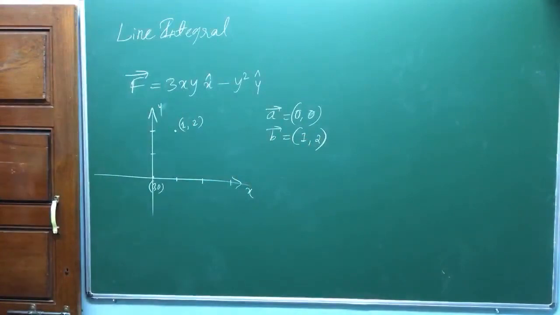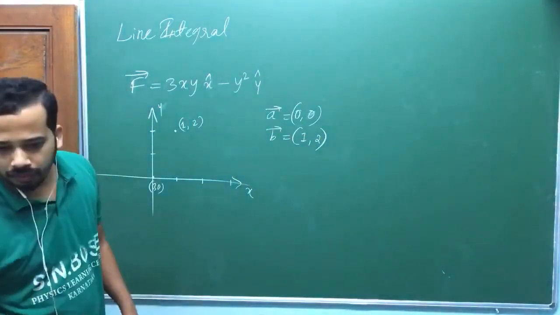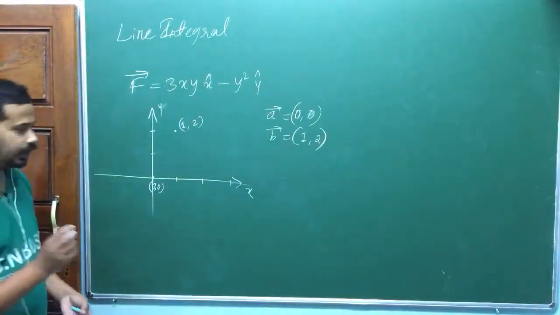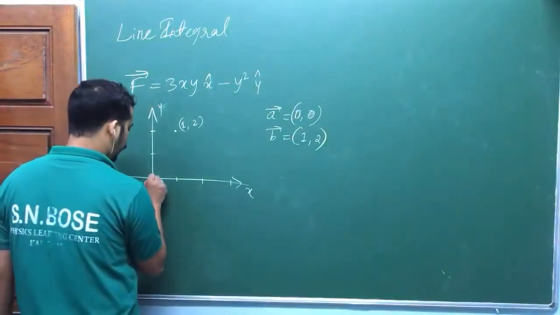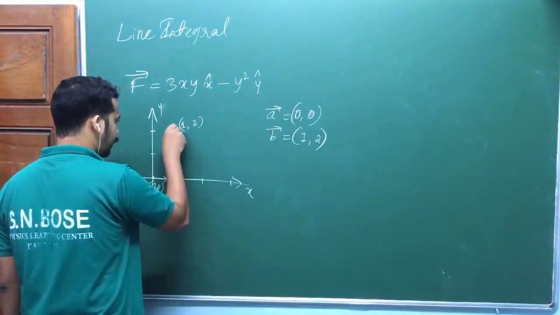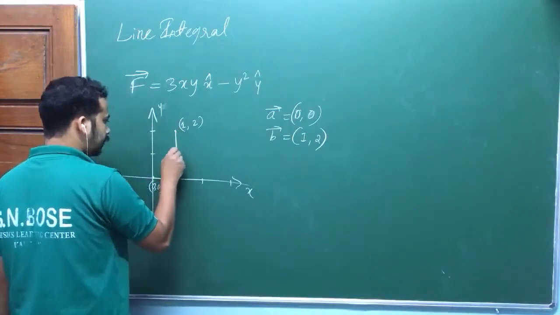My final point is (1, 2). I will choose 3 paths here, okay? One is this path. I will go from here to here. Okay, then I will go from here to here. Is this diagram clear for you?